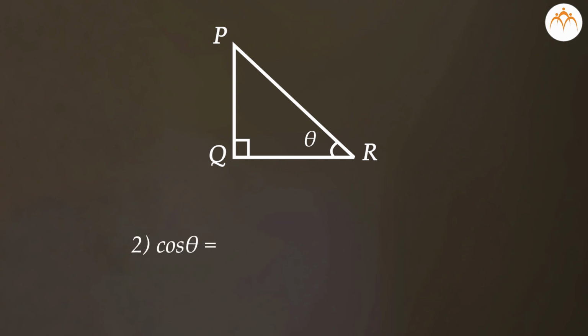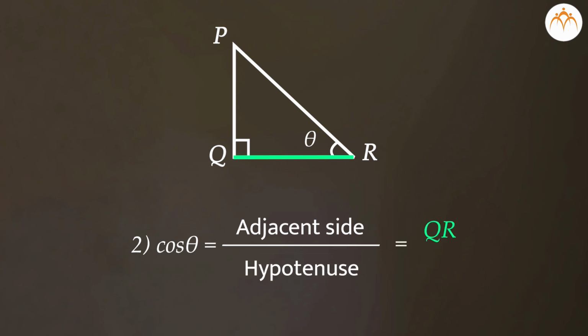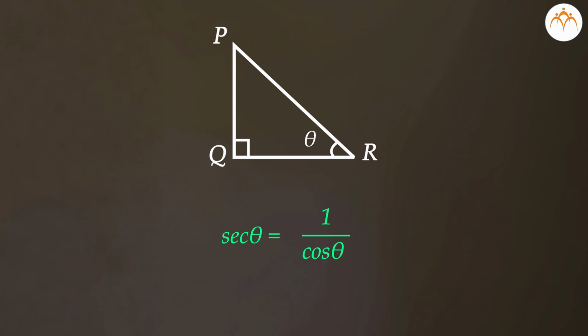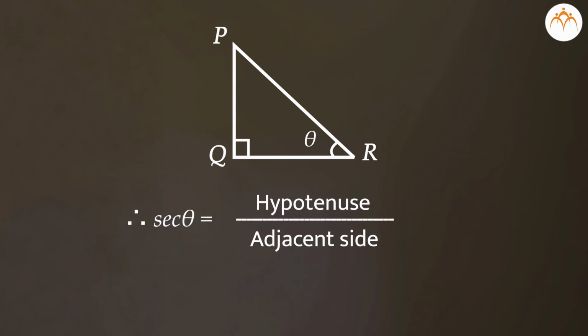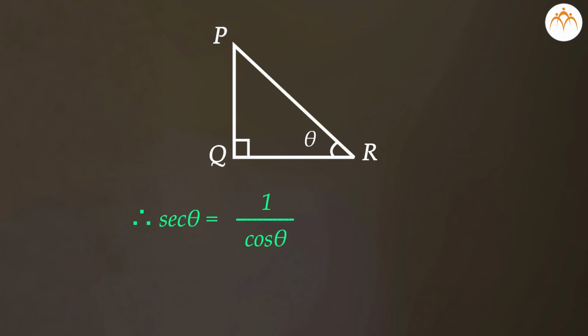Now, cos theta is equal to adjacent side upon hypotenuse equal to QR upon PR. Sec theta is equal to 1 upon cos theta. Therefore, sec theta is equal to 1 upon QR upon PR equal to PR upon QR. Therefore, sec theta is equal to hypotenuse upon adjacent side. Therefore, cos theta into sec theta is equal to 1.